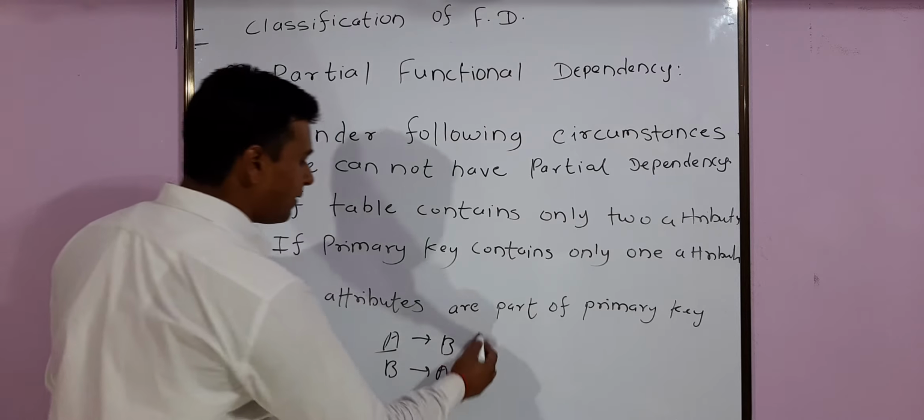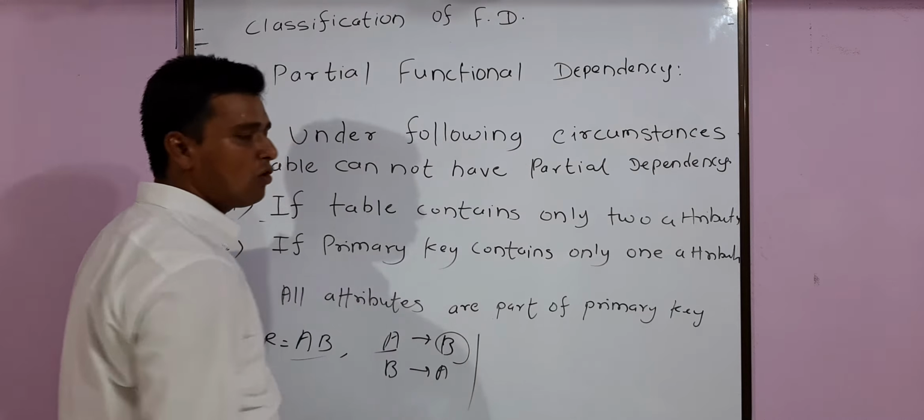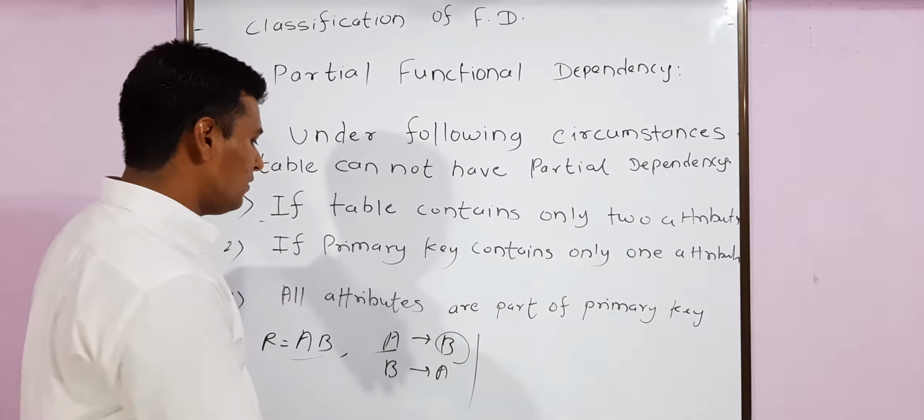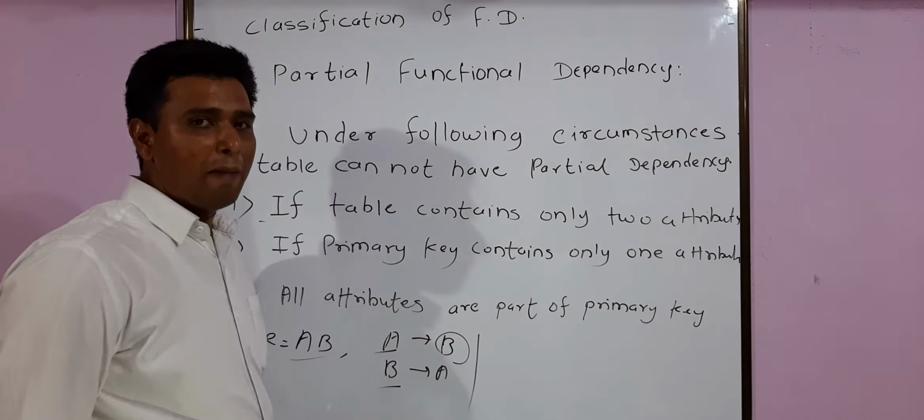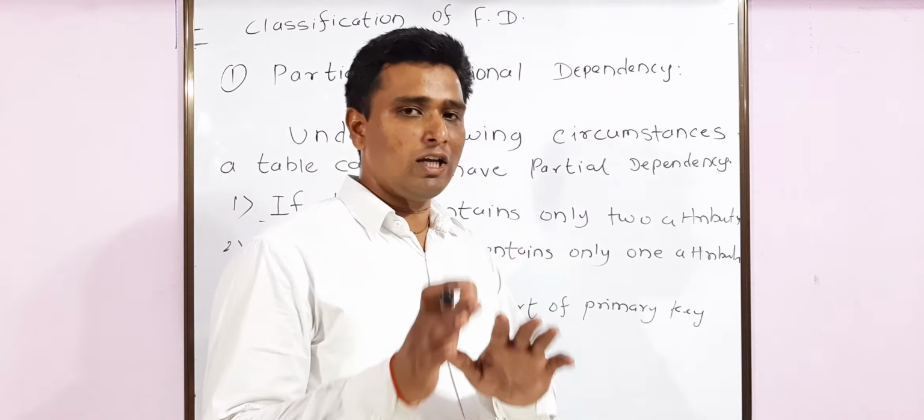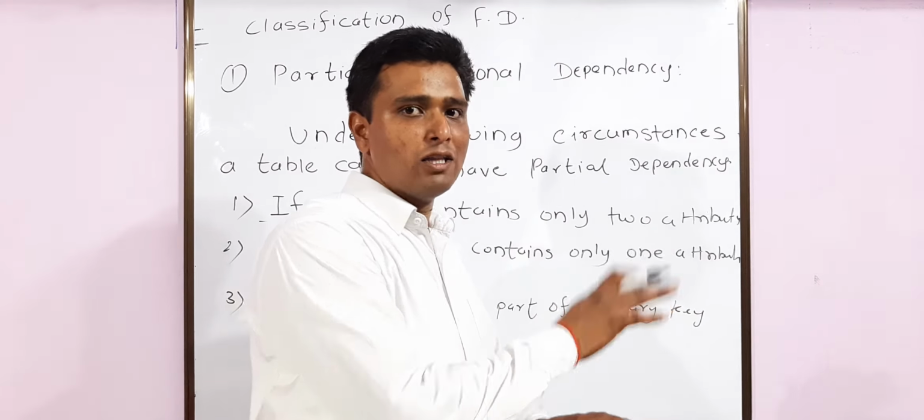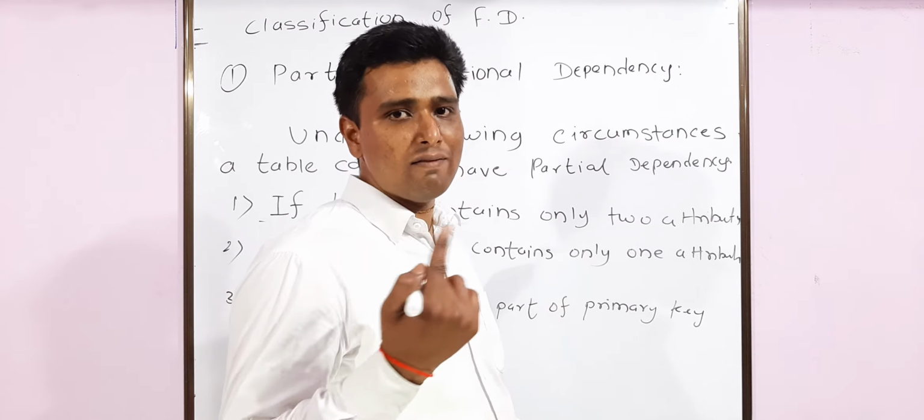Let's say the key is A. In that case, we do not have any part of the key. And if the key is AB, still we do not have any part of the key. Here we cannot have partial functional dependency, because a non-key attribute cannot be determined by part of the key, because the key has only one attribute.